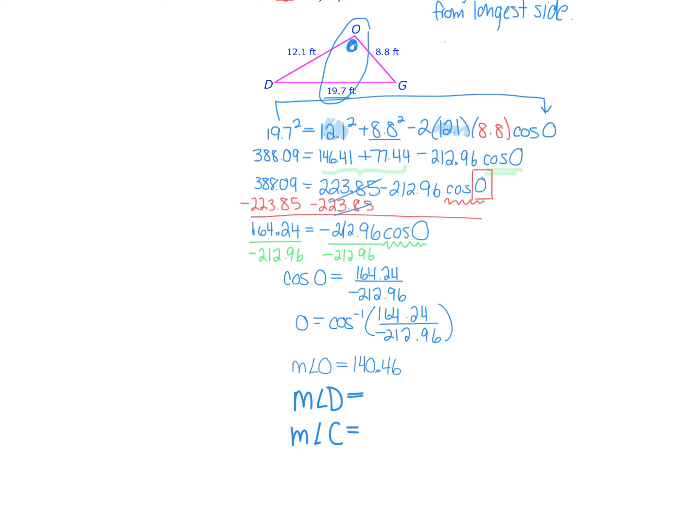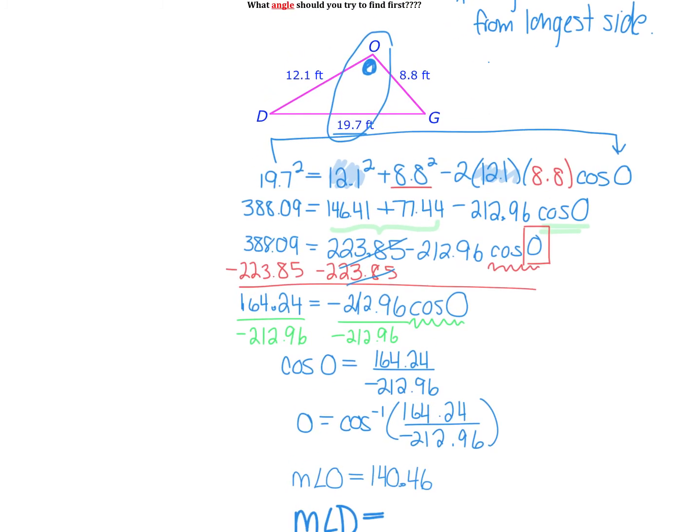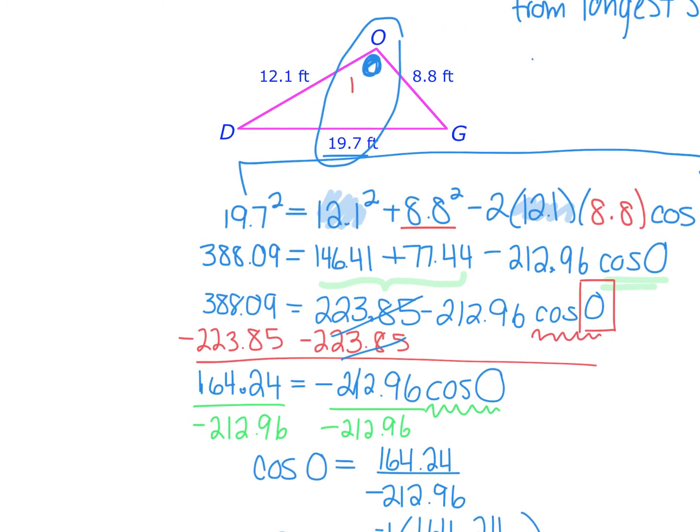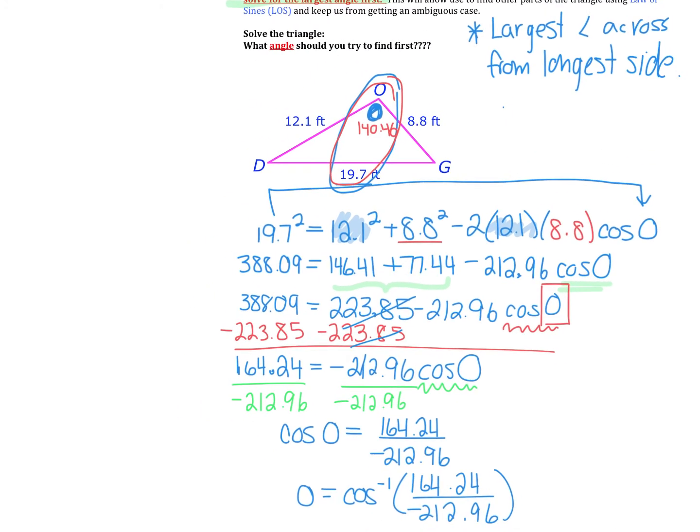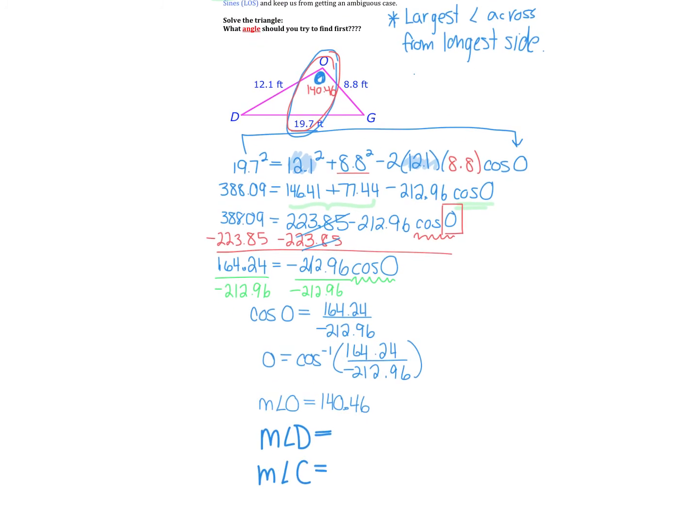because now that we know what angle O is, if I put that into my triangle, maybe it will become a little clearer. It's 140.46, and hopefully you notice it's still circled. I have this angle and its opposite side. If you have an angle and its opposite side, you could use the law of sines. So I'm going to do sine of 140.46 over 19.7.